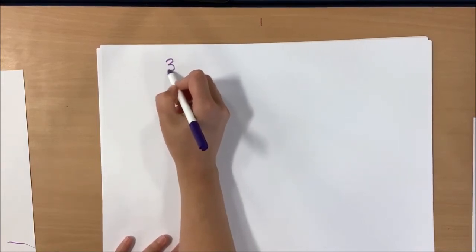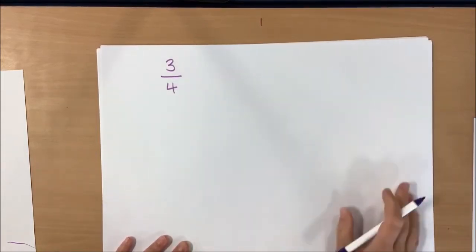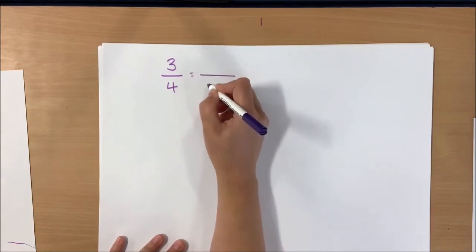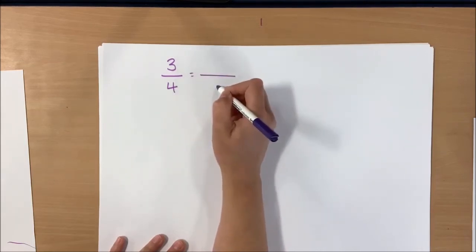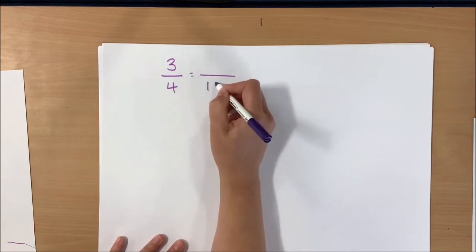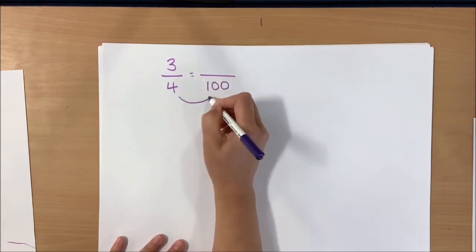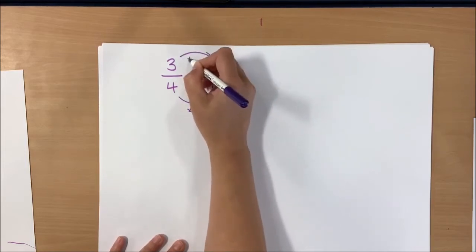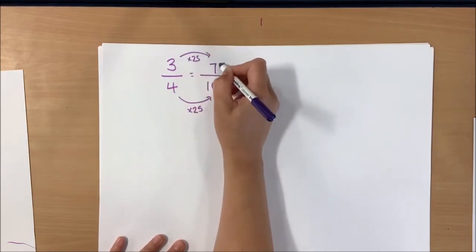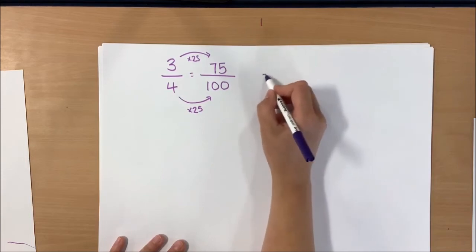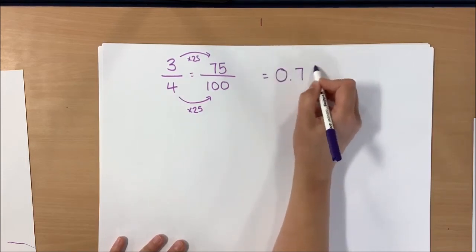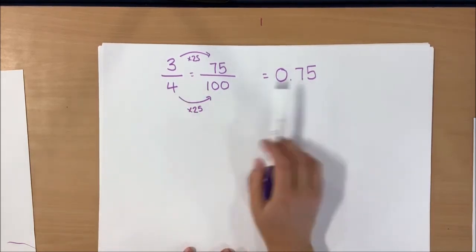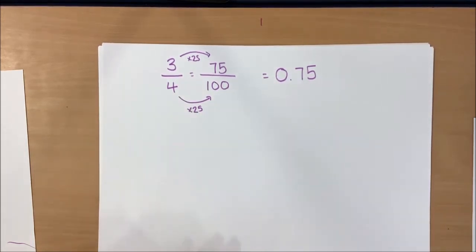Then we'll do another one. Let's do 3/4. Again, I'm not going to do 10 because 4 is not a factor of 10. I'm going to go to 100. 4 times 25 is 100, and 3 times 25 is 75. So 3/4 is the same as 0.75. And that's one of the ones that you really should recognise straight away.